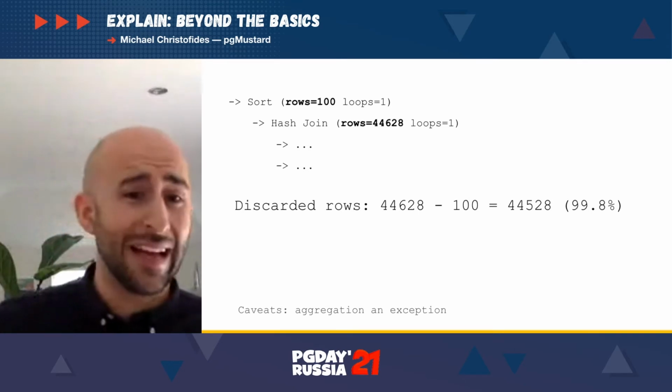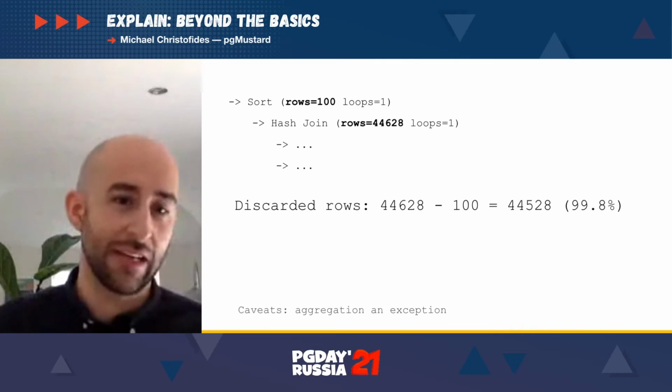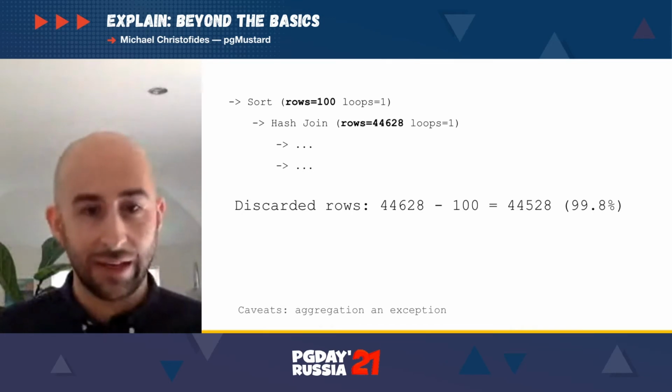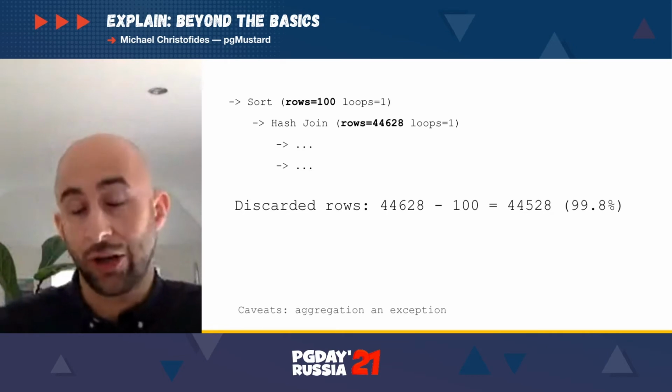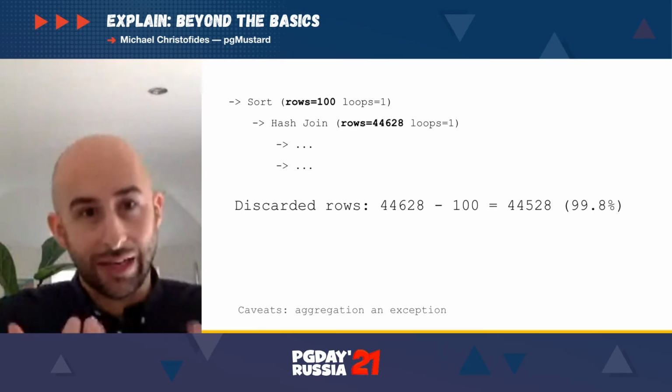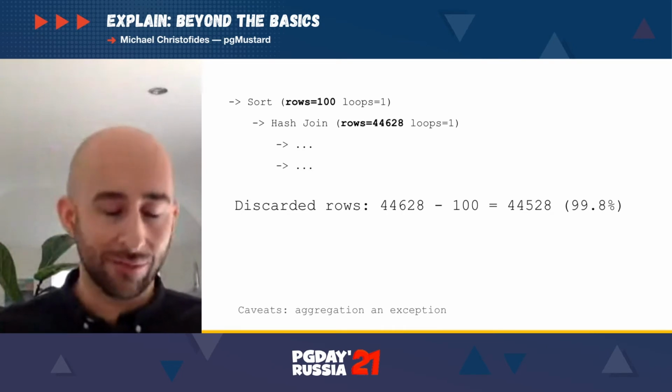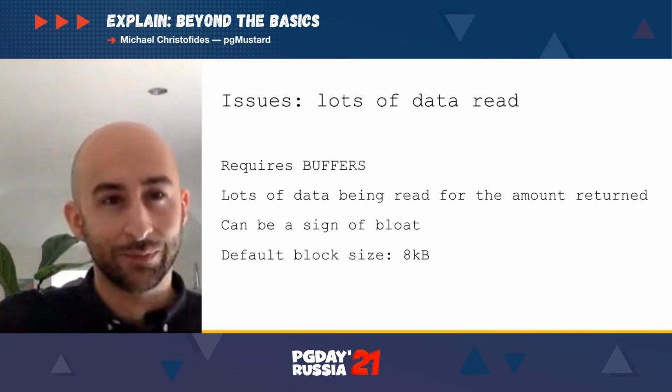Naturally, an exception to this is an operation that's designed to do exactly this. If it's an aggregation, then you're going to have to read a lot of rows in order to provide relatively few. So I'm not talking about that in this case.